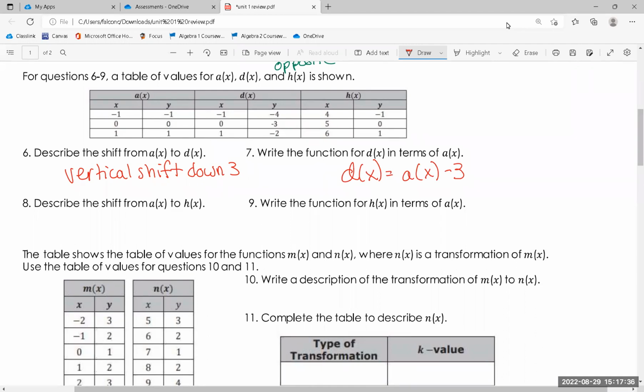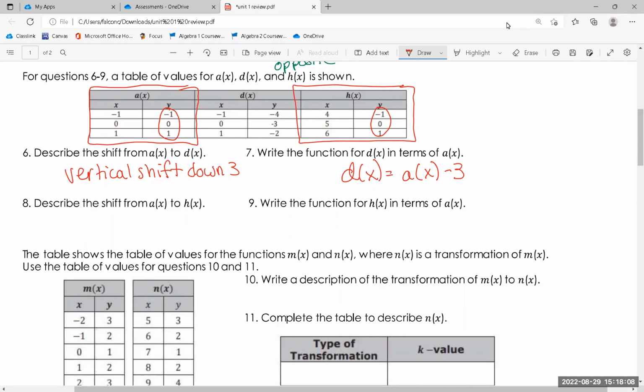Now for number 8, they want us to do a of x and h of x. We want to describe the shift: what's changing, and how is it changing. For this one, I noticed that all my y values are the same this time, so the x's are changing. I'm looking at -1 to 4, 0 to 5, 1 to 6. It looks like we're adding 5 each time.